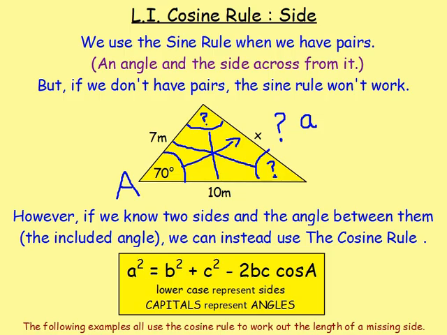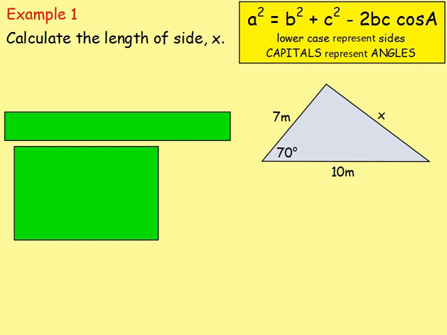So let's do it! Example 1. Calculate the length of the side marked X. This is just from that last page. We know from here that we have two sides and the angle between them, and we don't have any pairs. Because it's two sides and the angle between them, start with what we're wanting to find.